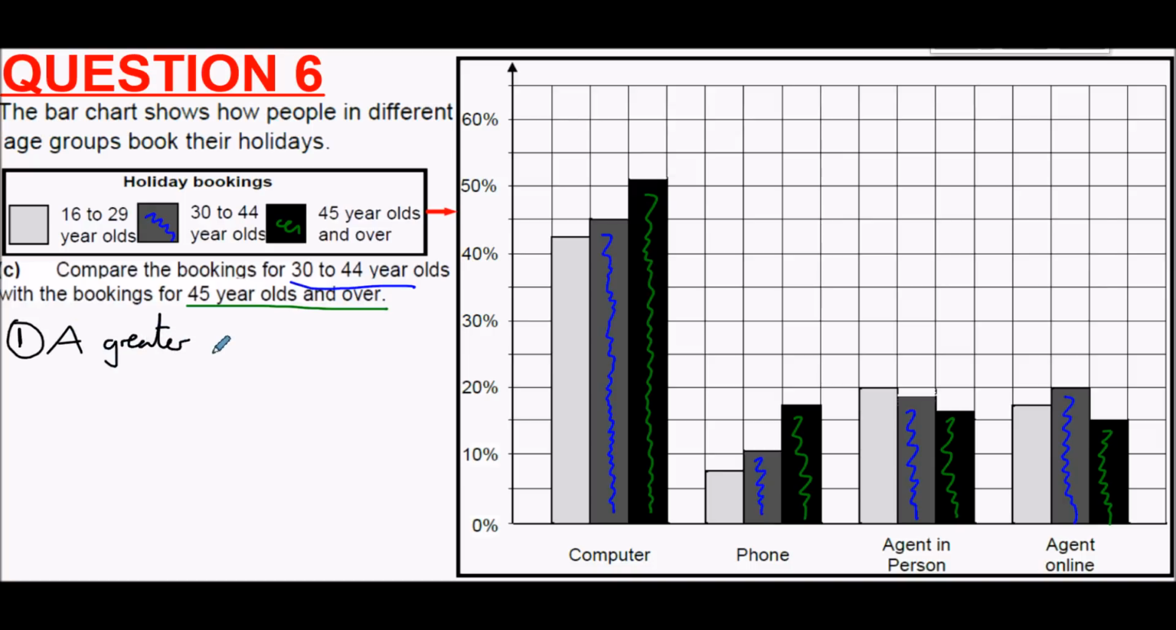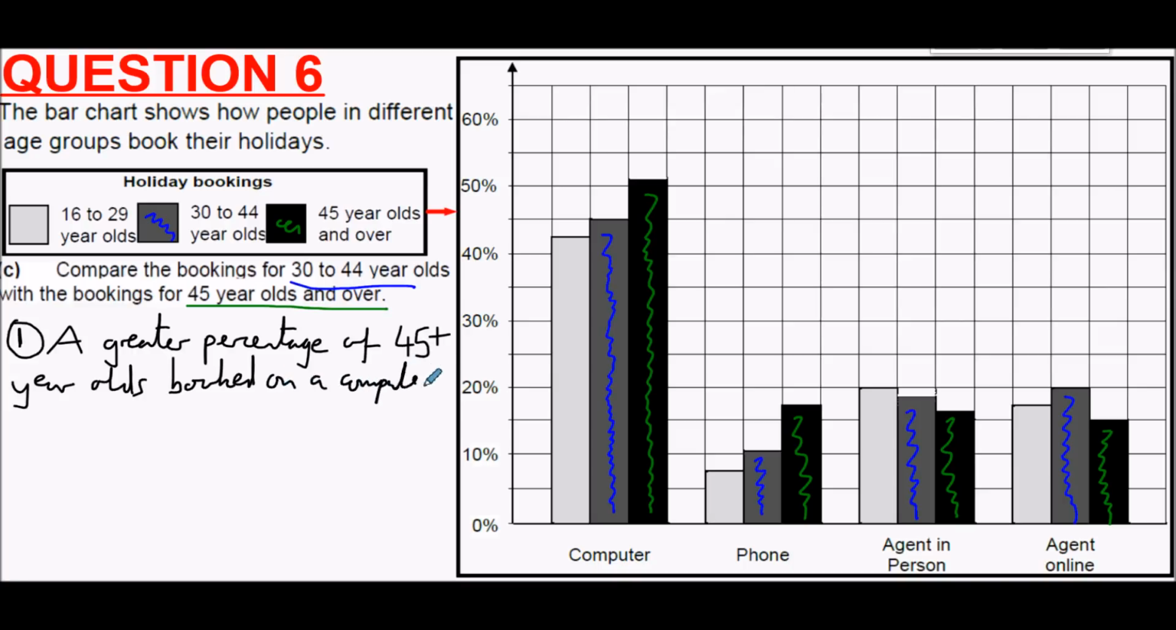And so the first thing I'd say is that a greater percentage of 45 plus year olds booked on a computer than the 30 to 44-year-olds. That's one valid comparison. That's 1 mark.